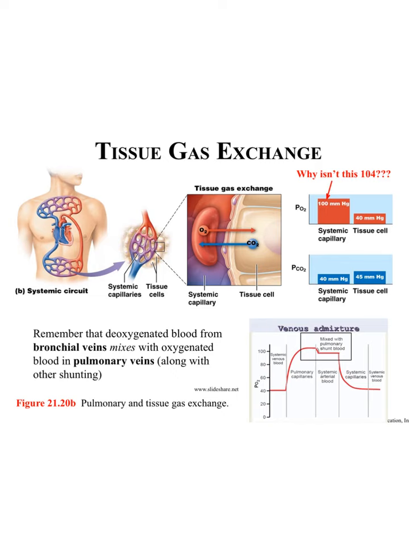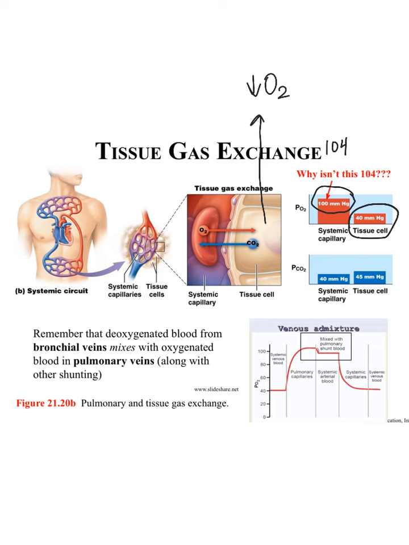So remember that cells need oxygen. Cells constantly use oxygen for cellular respiration. So the amount of oxygen in the cell is going to be very low, about 40 millimeters of mercury, where we've just oxygenated our blood. So we have this high pressure in systemic capillaries, 100 millimeters of mercury. If you remember earlier, in the pulmonary capillary, it was 104. So what happened to 4 millimeters of pressure created by the oxygen?